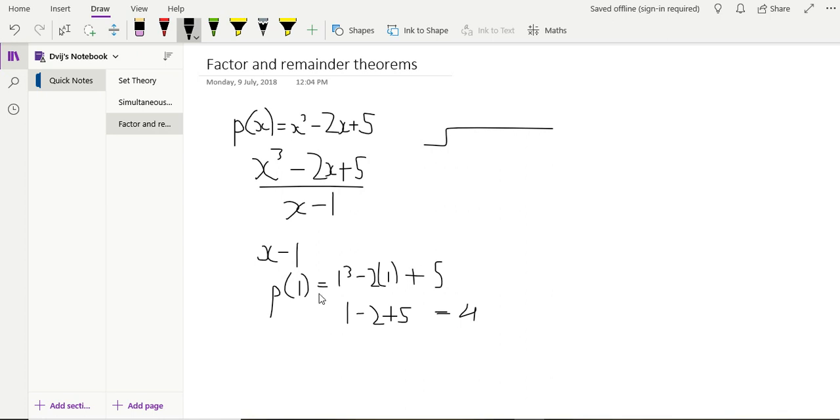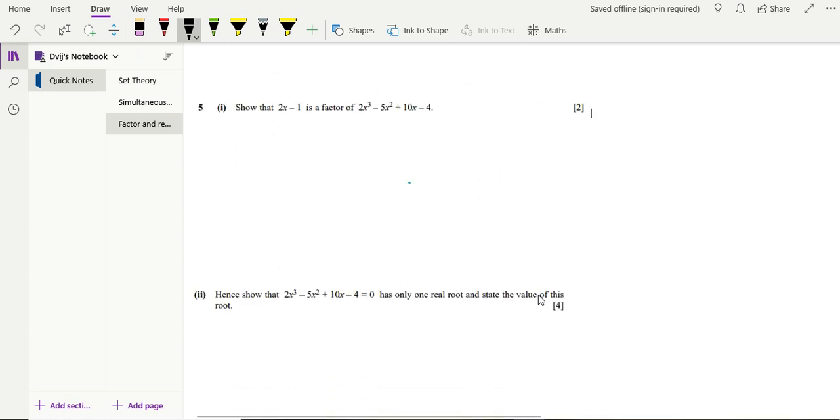So in terms of the factor theorem, all we're saying is if we have some p of a, let's say a is just some number, if we have p of a and that gives us a remainder of 0, all that means is that x minus a, remember it's minus not plus, so you reverse the sign, x minus a is a factor, and that's it. That's all the factor and remainder theorem is. So hope you guys understood that, and let's go on to the examples now.